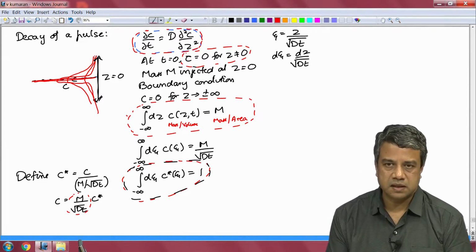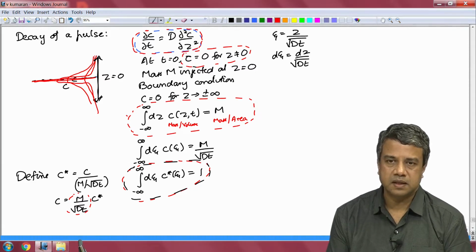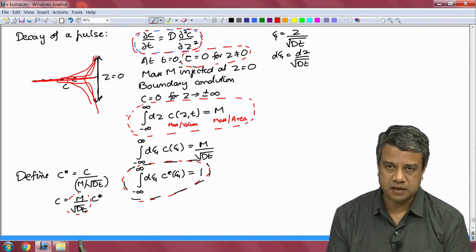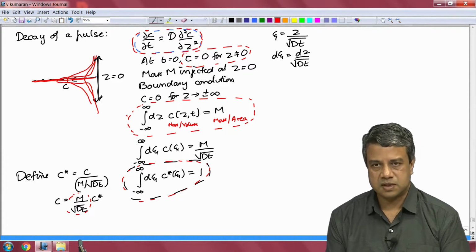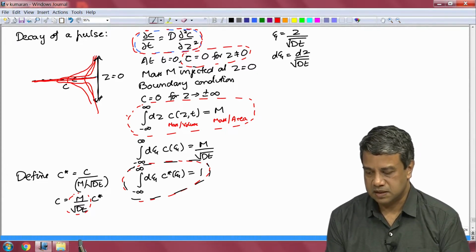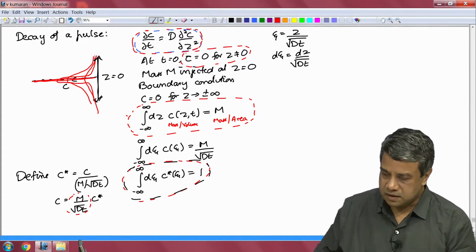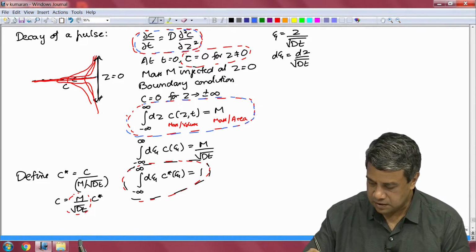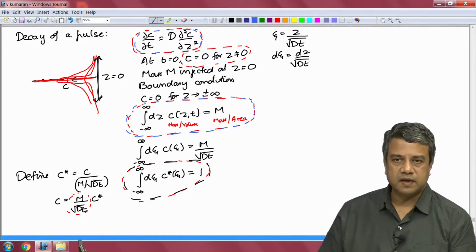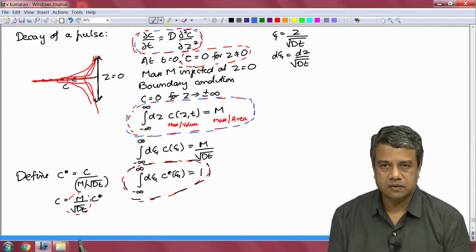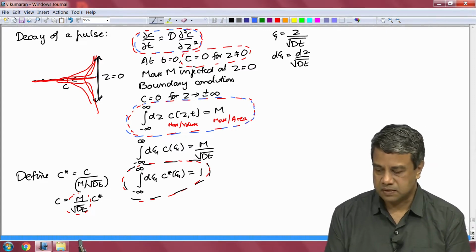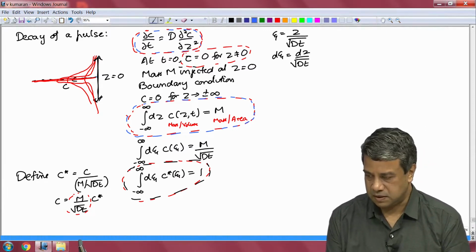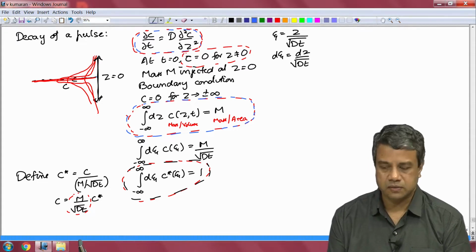The mass injected initially has to continue to remain in that domain for all later times, because there is no production or consumption of mass in this case. Therefore, I have an integral relation for the total mass which is valid for all time: the integral of the concentration over the z coordinate has to be equal to the total mass per unit area that was initially injected. That is the condition on the total mass.